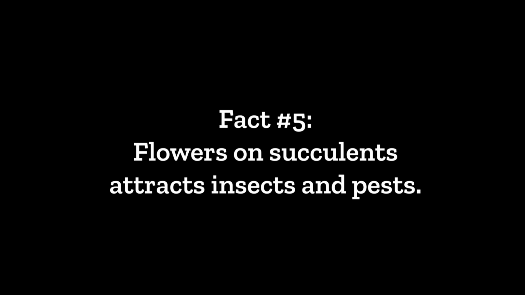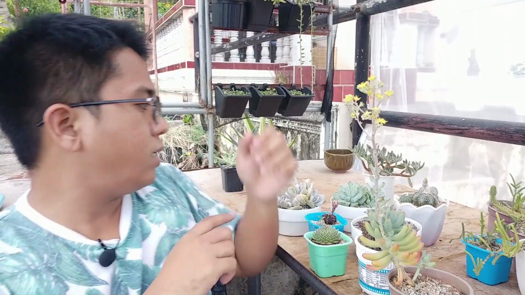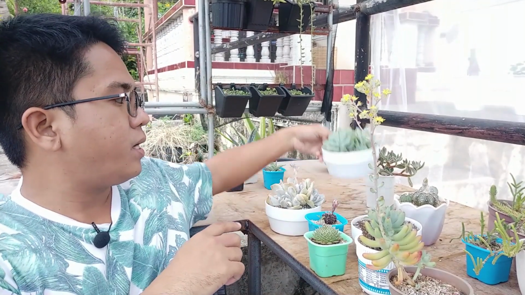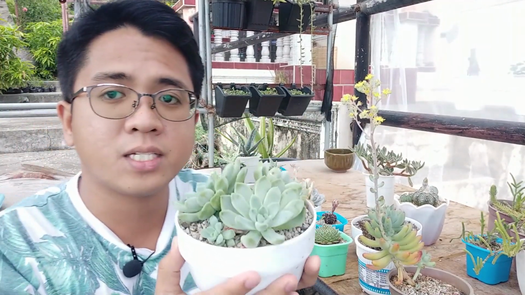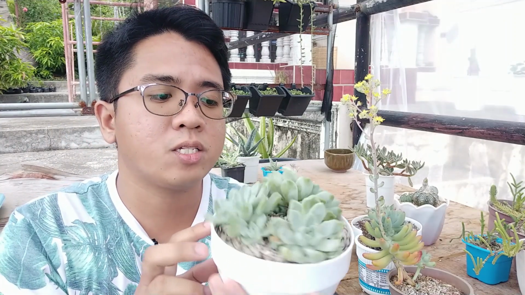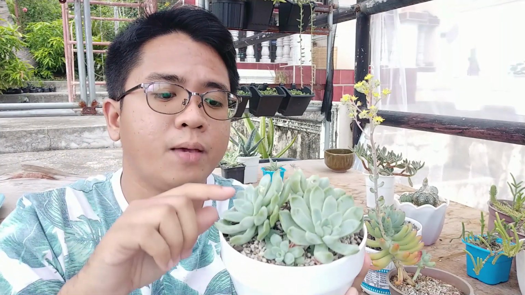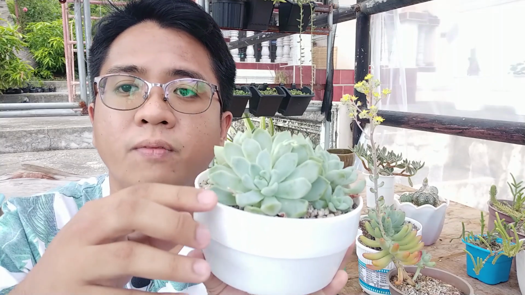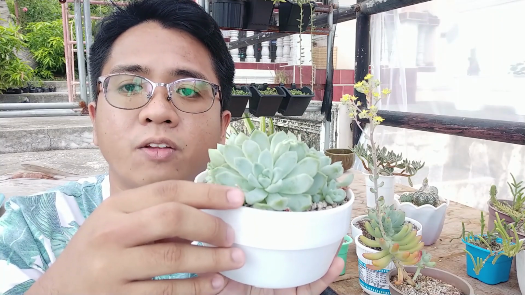Now for the fifth and final fact: succulent flowers can actually attract pests. So I've had this several times before. Actually, this Echeveria albicans, I recently saved it from mealybugs because as it was flowering, I saw a lot of mealybugs climbing onto its flower stalk. Actually, this is the flower stalk that I took off that had a lot of mealybugs.